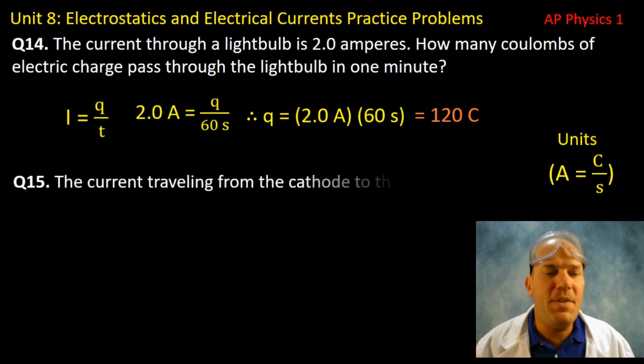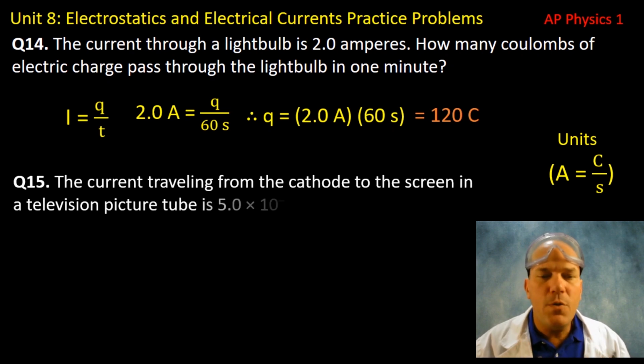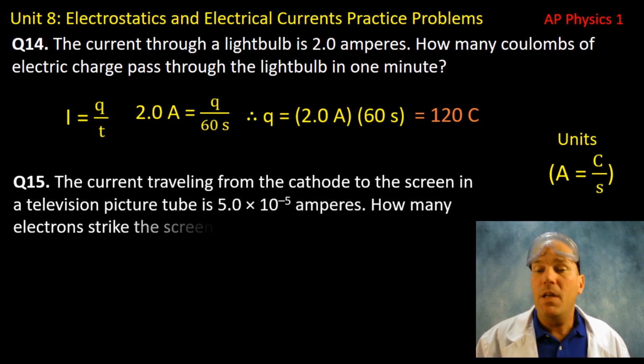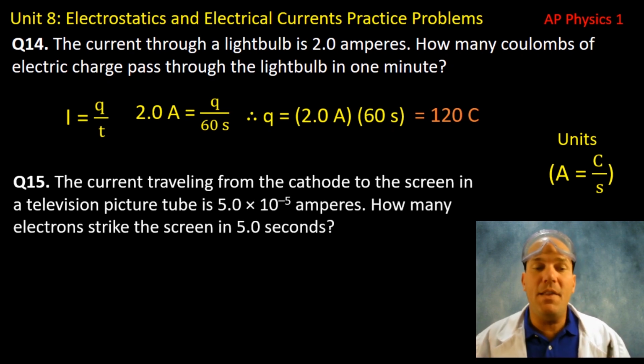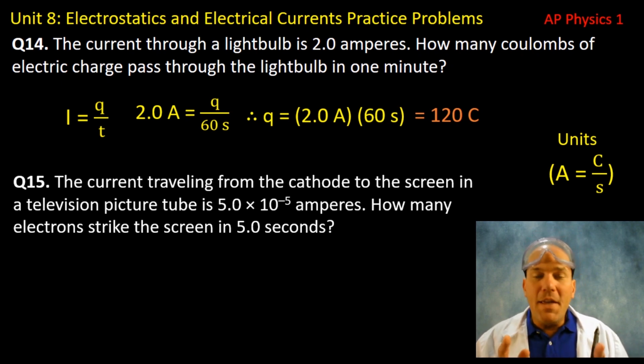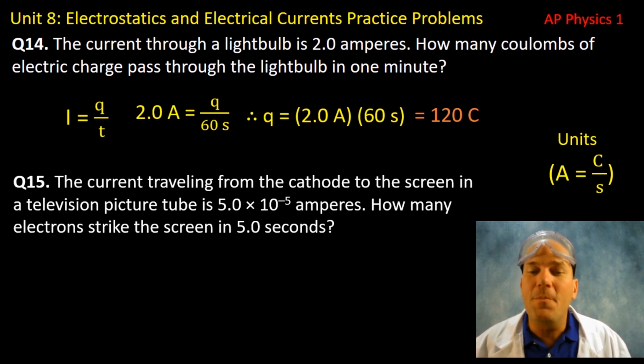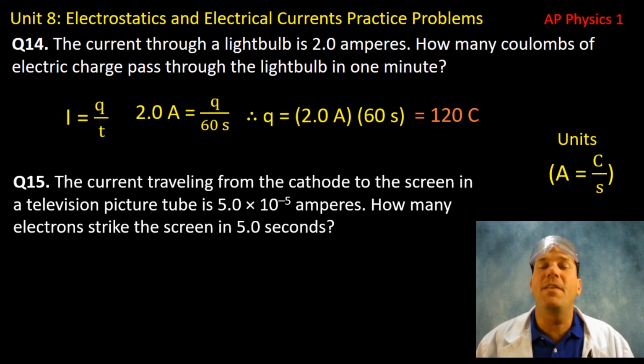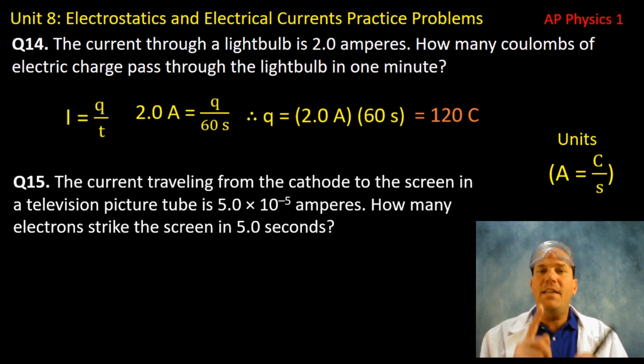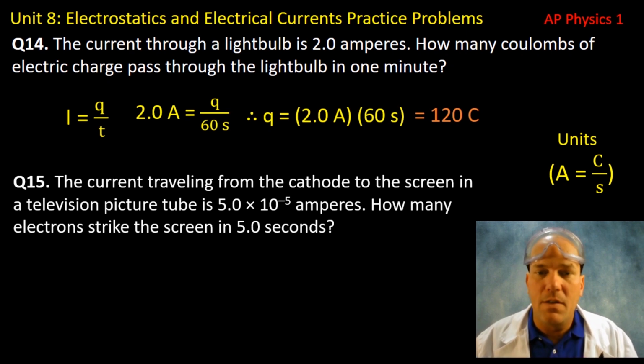In question 15, the current traveling from the cathode to the screen in a television picture tube is 5.0 times 10 to the negative fifth amps. How many electrons are striking the screen in 5 seconds? Okay, so what are we given here?